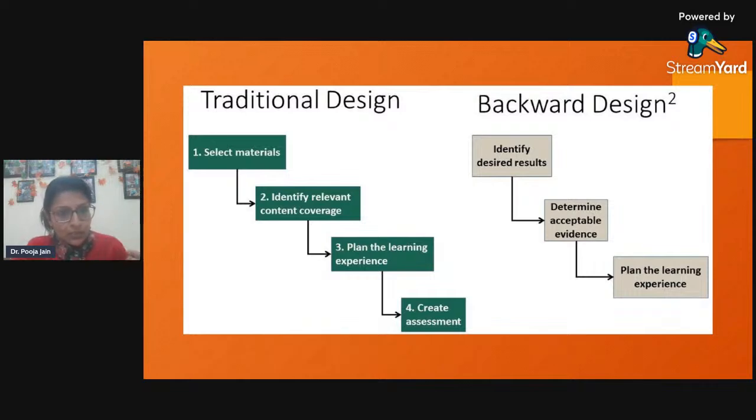They would select the material, they would identify the content, they would plan the learning experience, and they would create assessment. This was the process: first the content, then the learning experience and activities, and then the assessment. So it was all teacher centric, content centric, and all teacher led and teacher facilitated.